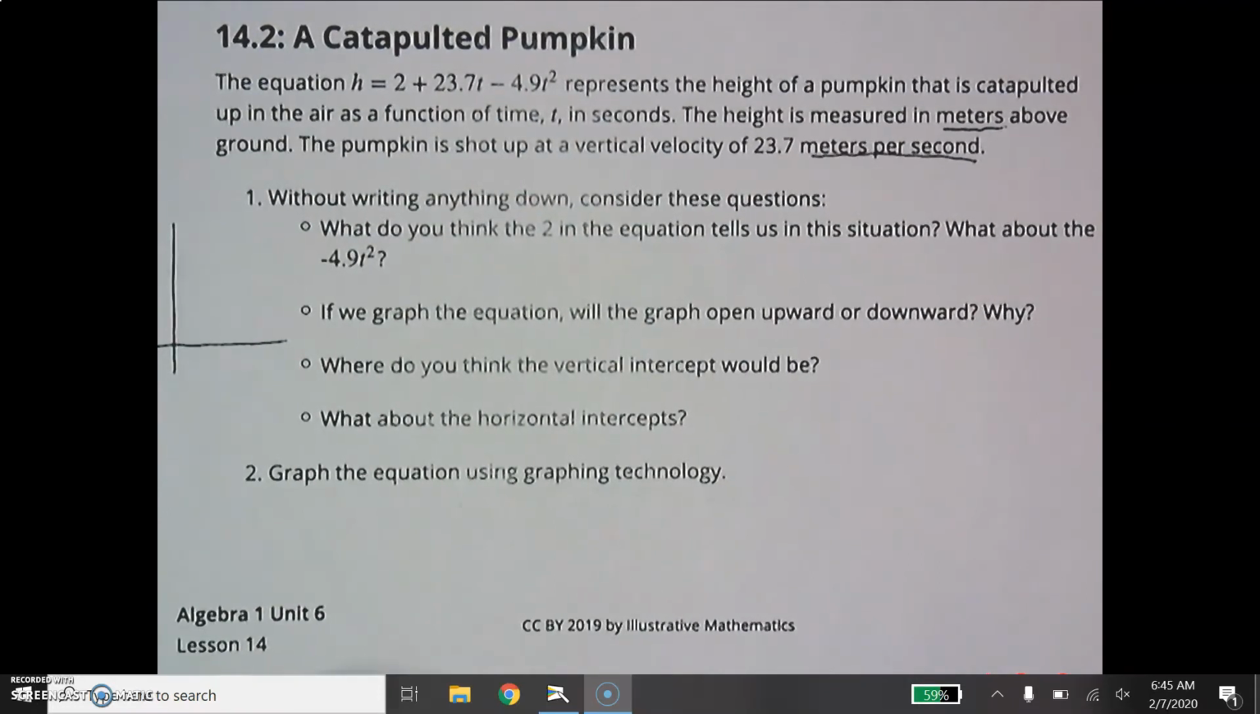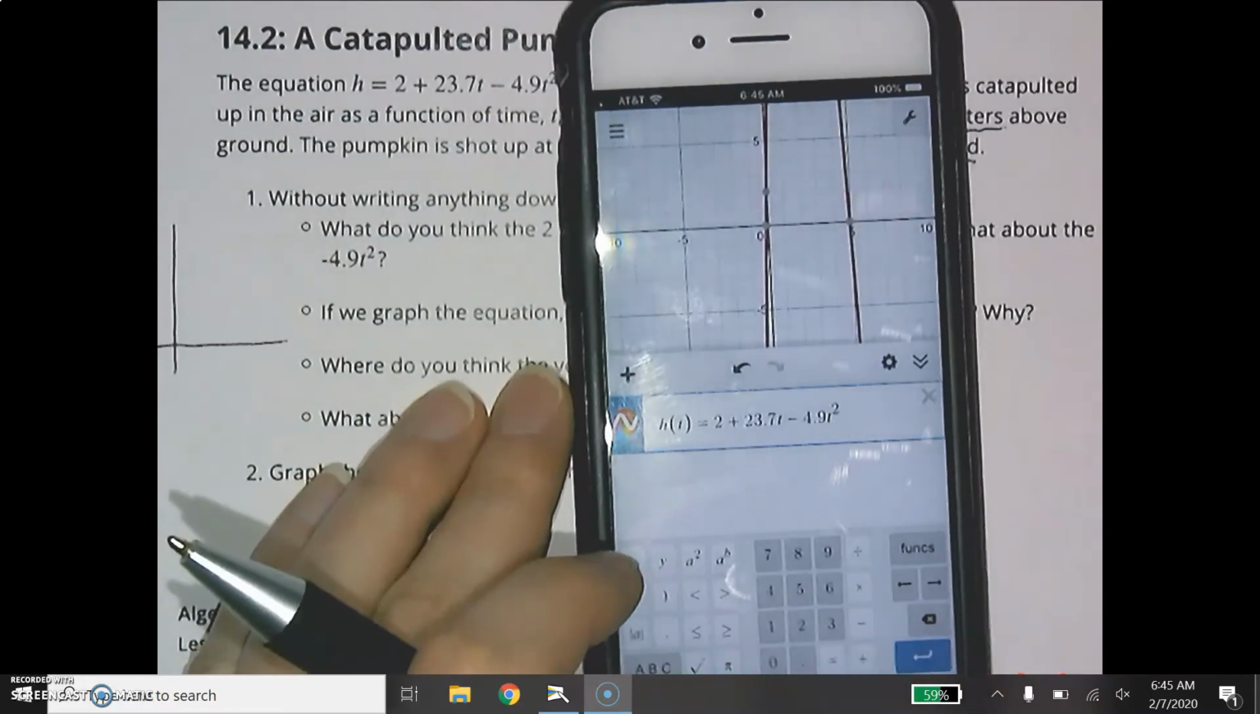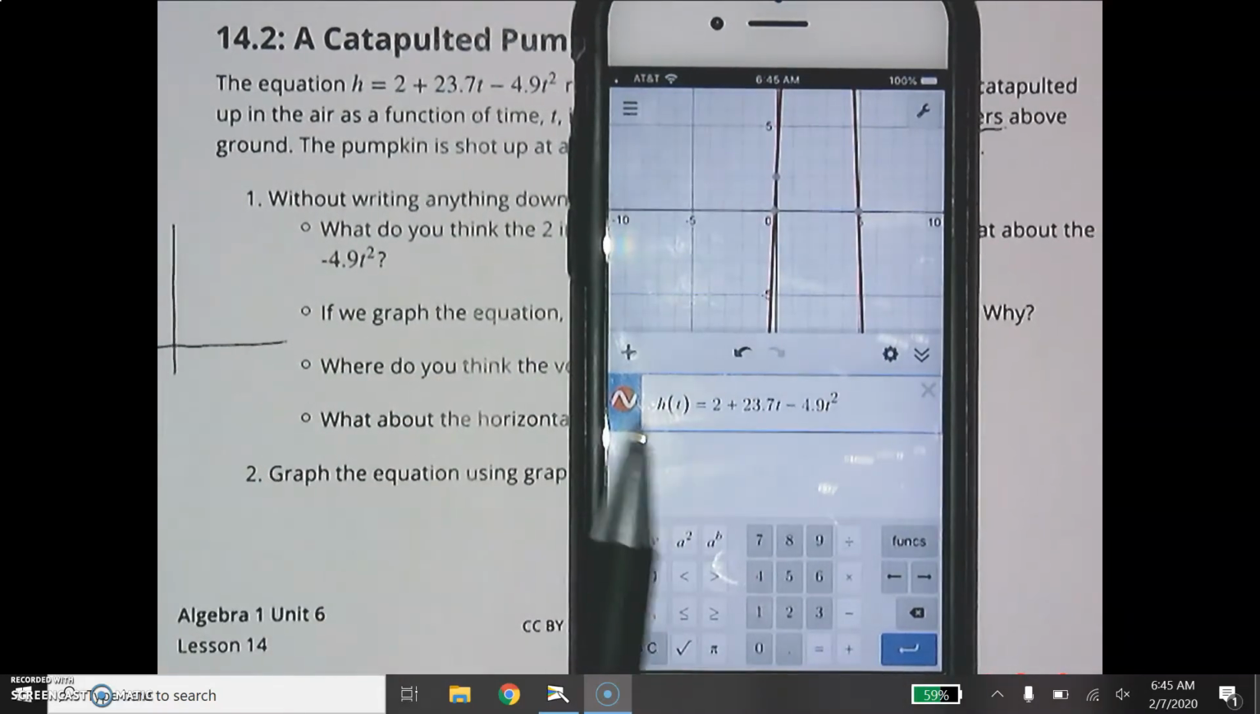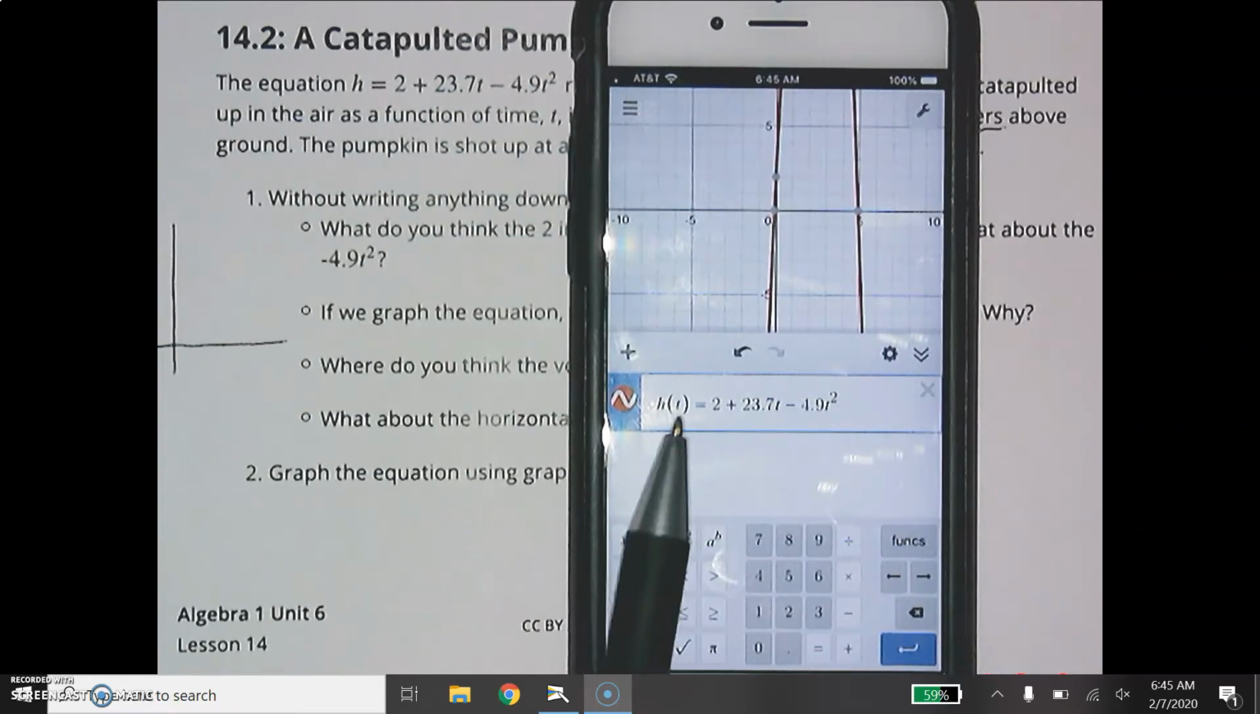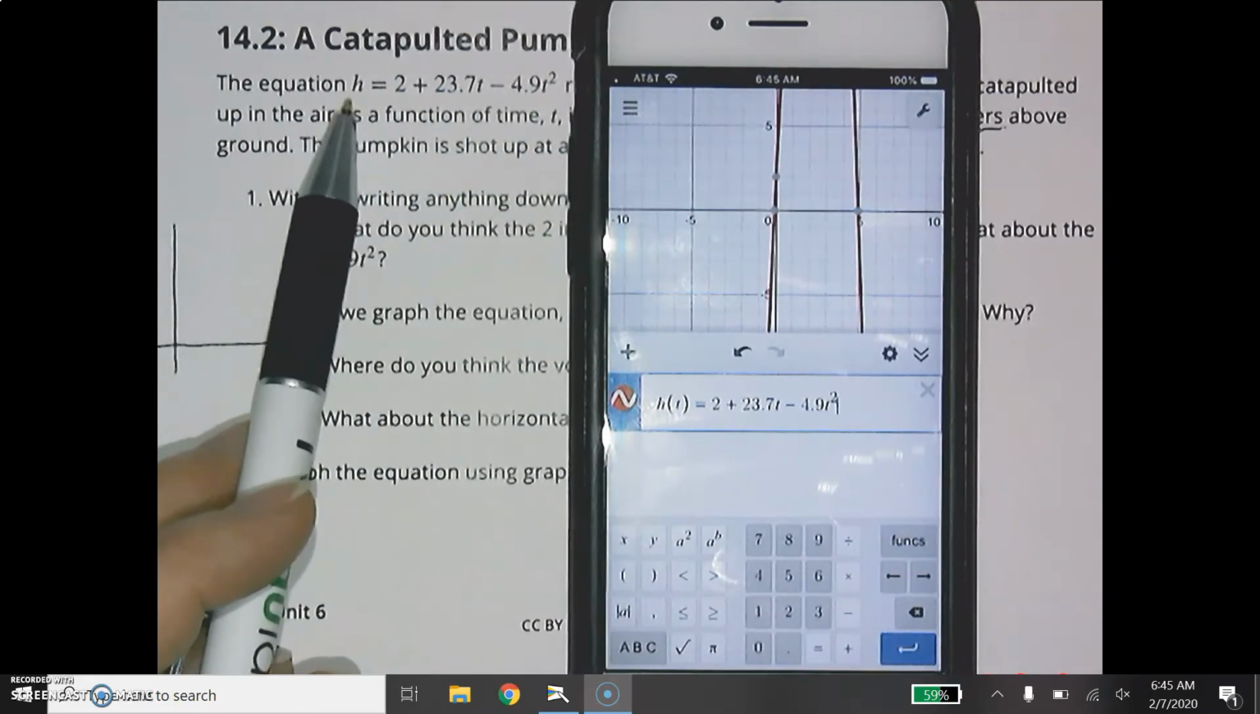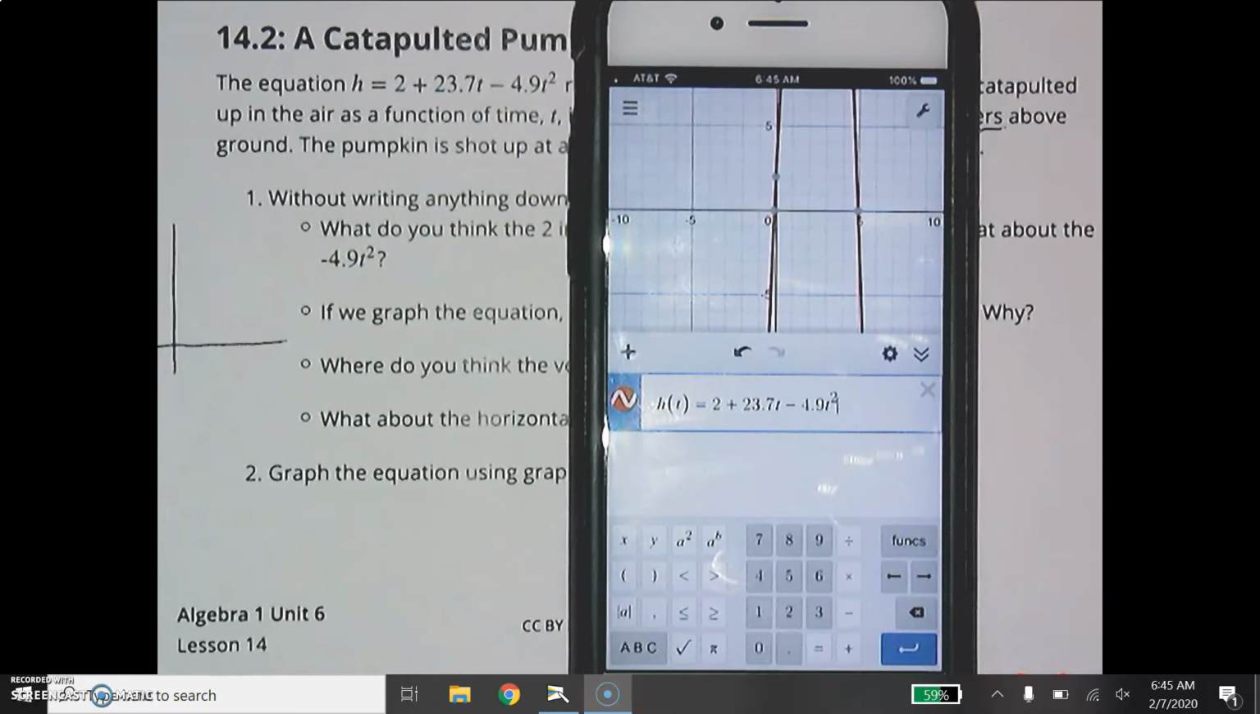So then we're going to graph this function. So I went ahead and typed it in, and you can use h of t equals, that's fine, it only said h equals. If you don't want to use that, you could just use x's, and you don't actually have to put the h equals either.